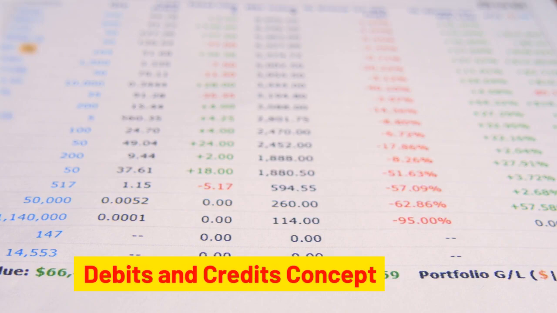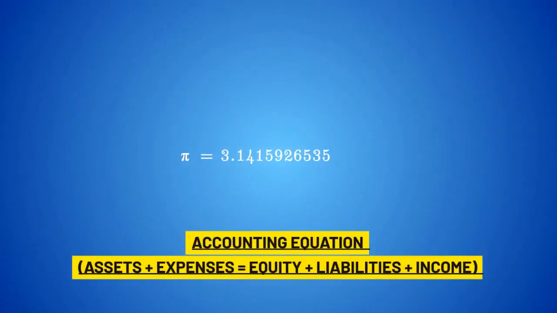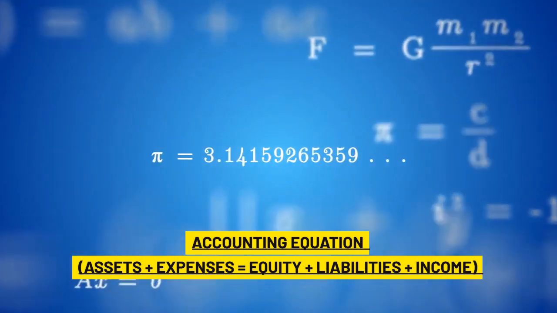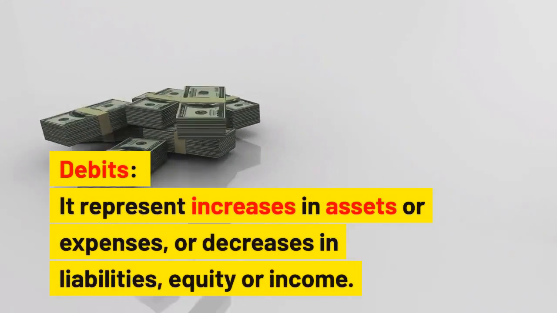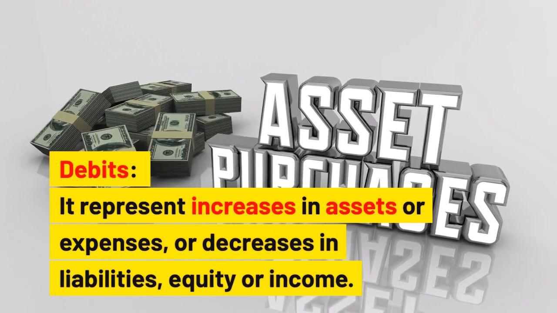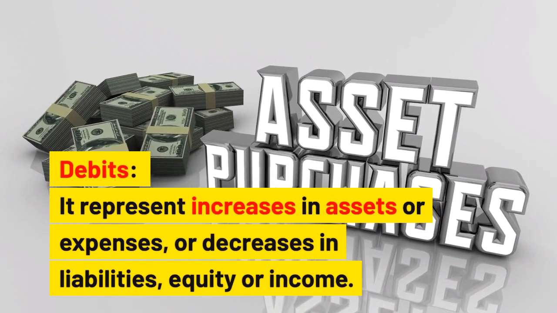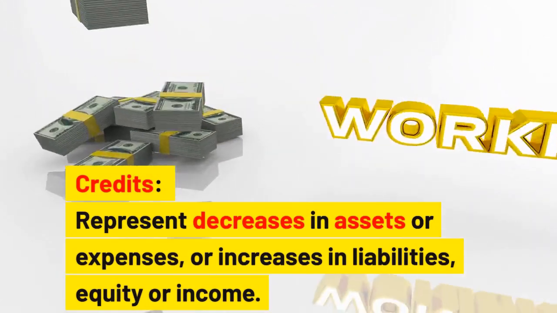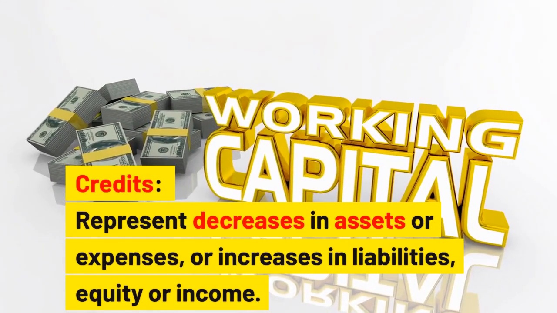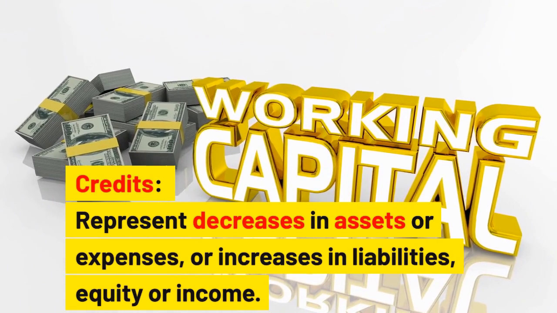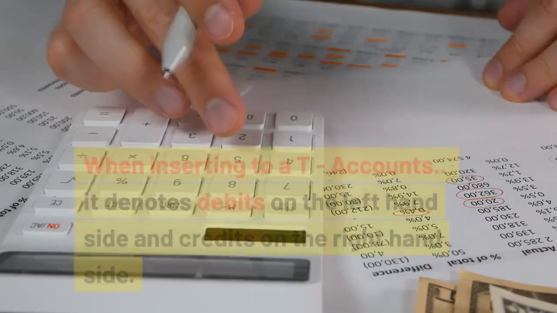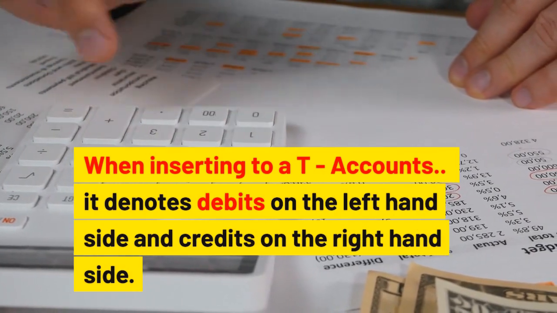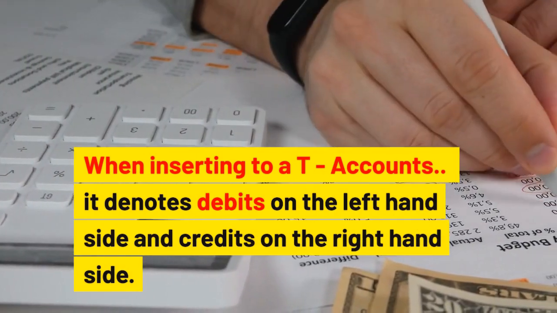Debits and credits concept. Accounting equation. Assets plus expenses equals equity plus liabilities plus income. Debits represent increases in assets or expenses, or decreases in liabilities, equity or income. Credits represent decreases in assets or expenses, or increases in liabilities, equity or income. When inserting into T accounts, it denotes debits on the left-hand side and credits on the right-hand side.